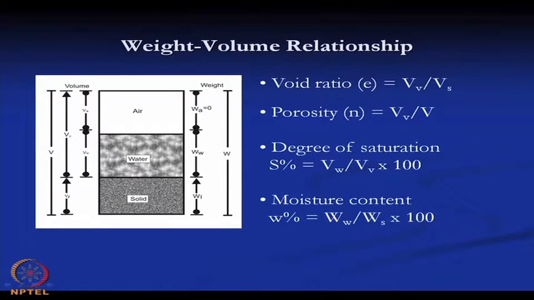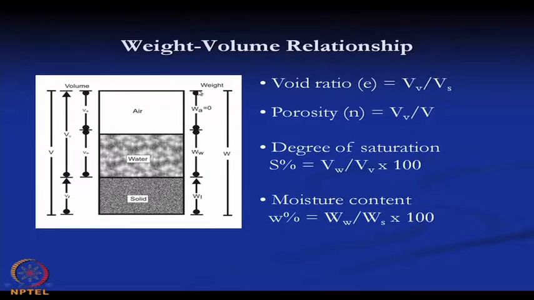Now, the water and the air are present in the voids in between the solids. So, if we sum the volume of the water and the volume of the air, that gives us the volume of the voids. So, VV will be VW plus VA, and the total volume is V.